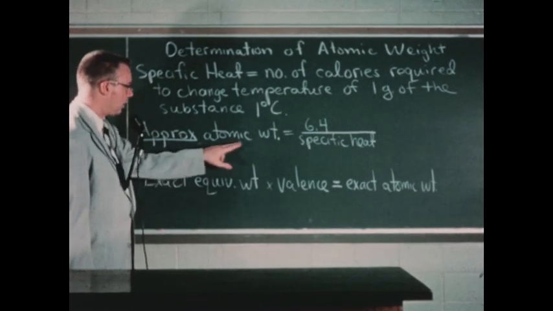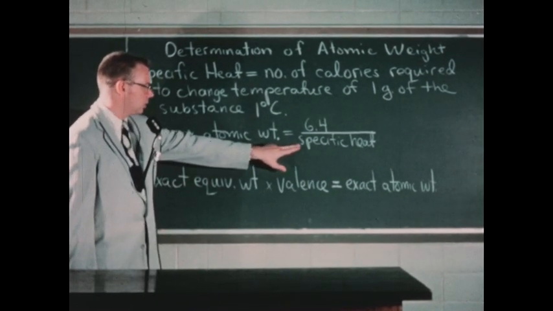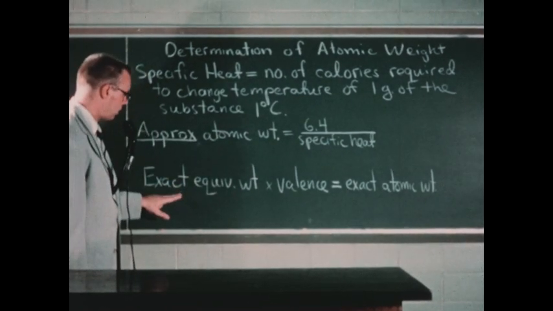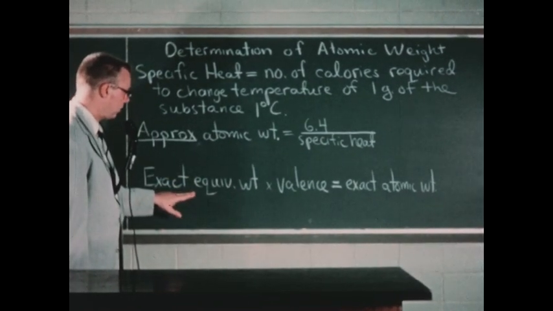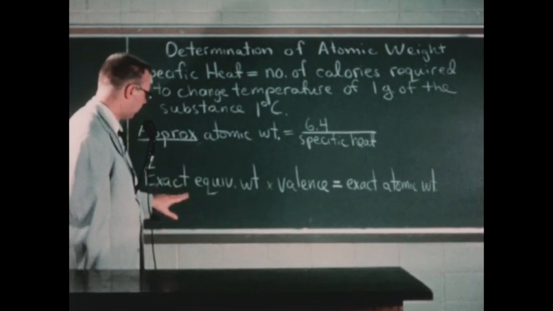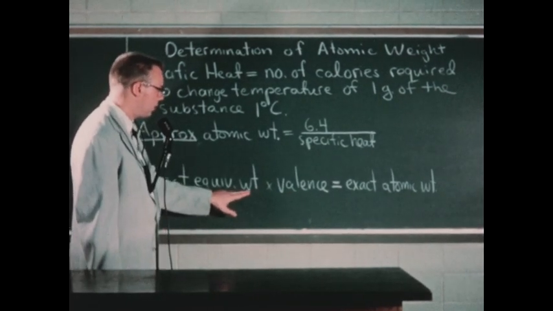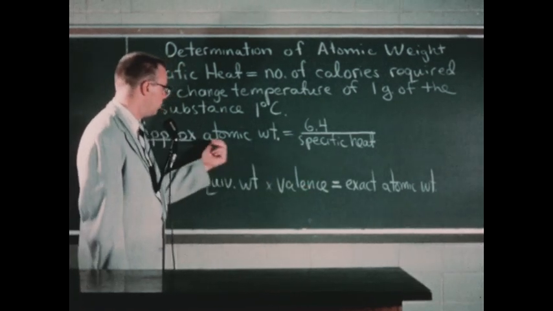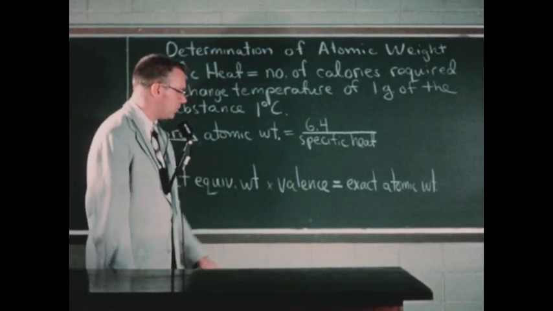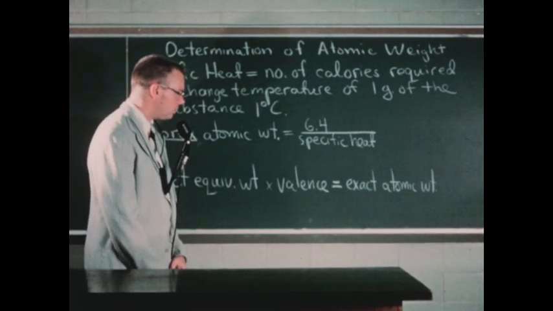First, we'll calculate the approximate atomic weight using the specific heat method. Then we'll calculate the equivalent weight. Then we'll determine which whole number, the valence, we have to multiply our equivalent weight by to get a value which is approximately equal to our atomic weight. And that number will be the exact atomic weight of the element.